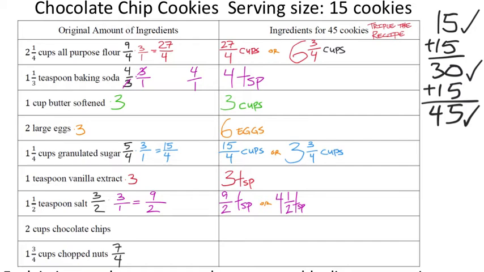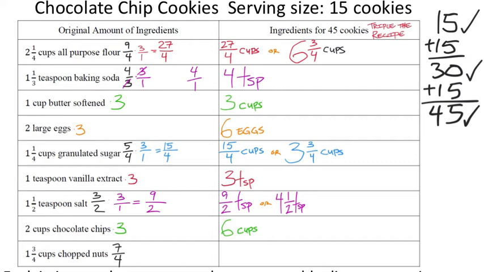And then the 2 cups of chocolate chips. Well, we want 3 groups of that, so multiply it by 3. 2 times 3, 6 cups of chocolate chips. So again, that's a whole value, so no need to change that into a mixed number or improper fraction.